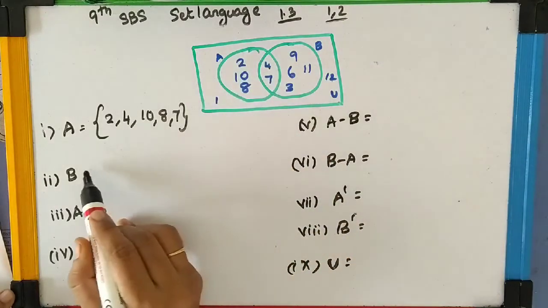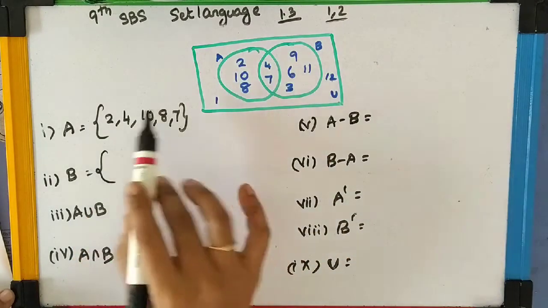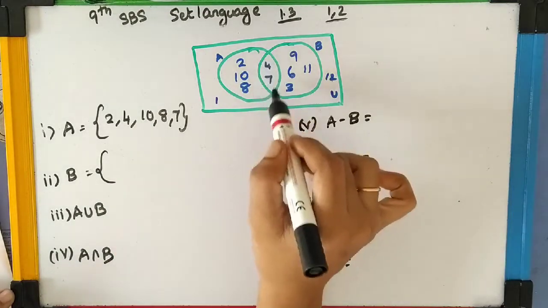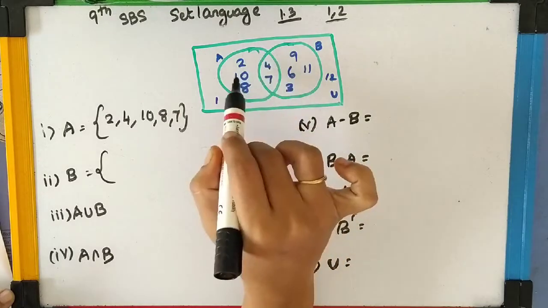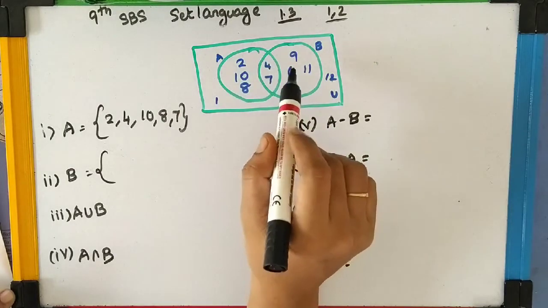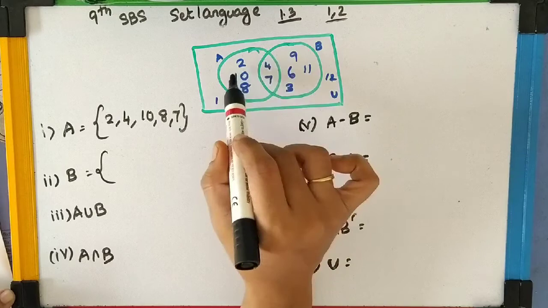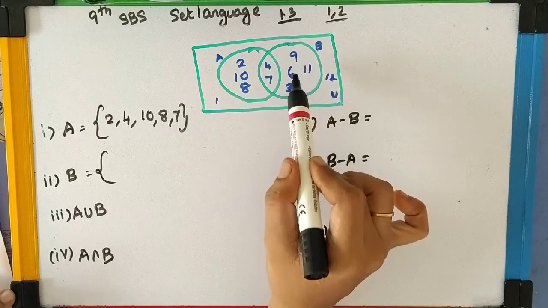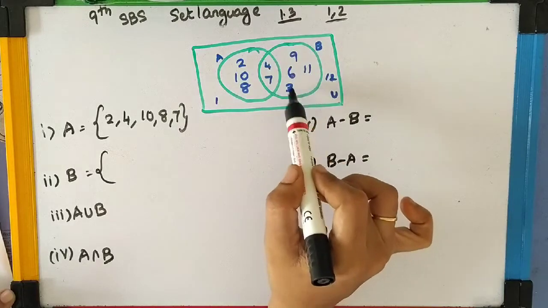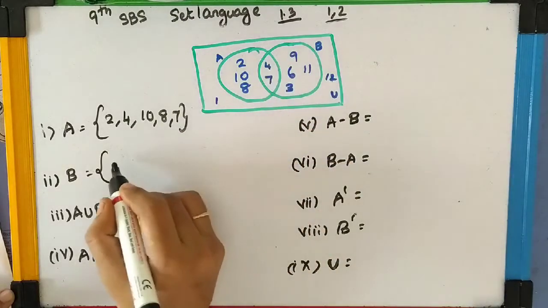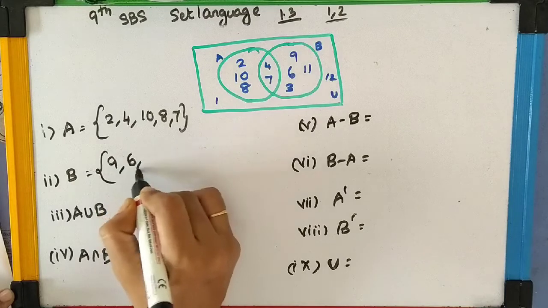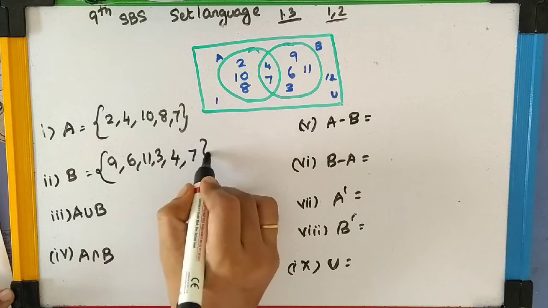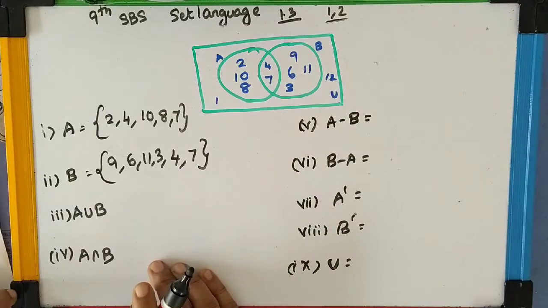Now what is set B? 9, 6, 11, 3 are inside B. 4 and 7 are also inside B. Though they are in the intersection part, they are also in B, so we have to include them in B. So 9, 11, 6, 3, 4 and 7 belong to set B. Don't forget, the elements in the intersection part should be written in both the sets.